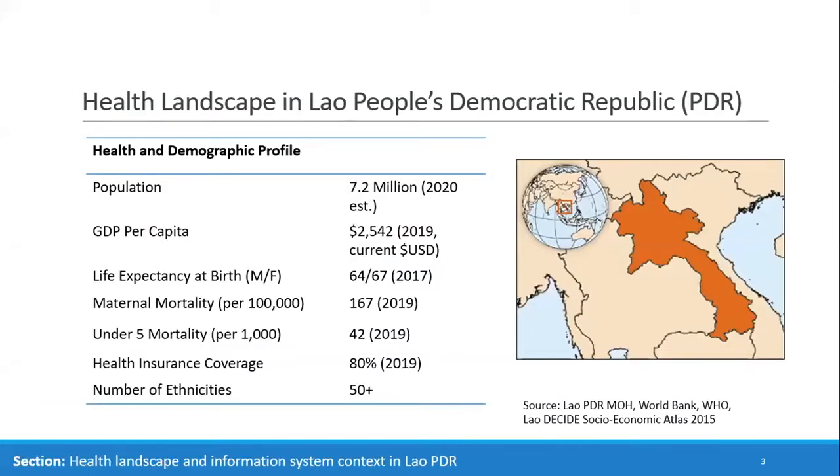Okay, I will briefly give you background on Laos. The population is about 7.2 million, and the GDP per capita is about 2,542 US dollars. Life expectancy is about 64 to 67 based on the 2017 census. Maternal mortality is about 167 per 100,000, and under-5 mortality is about 42 per 1,000 children. Health insurance covers about 80% according to 2019 data, and there are more than 50 ethnicities.